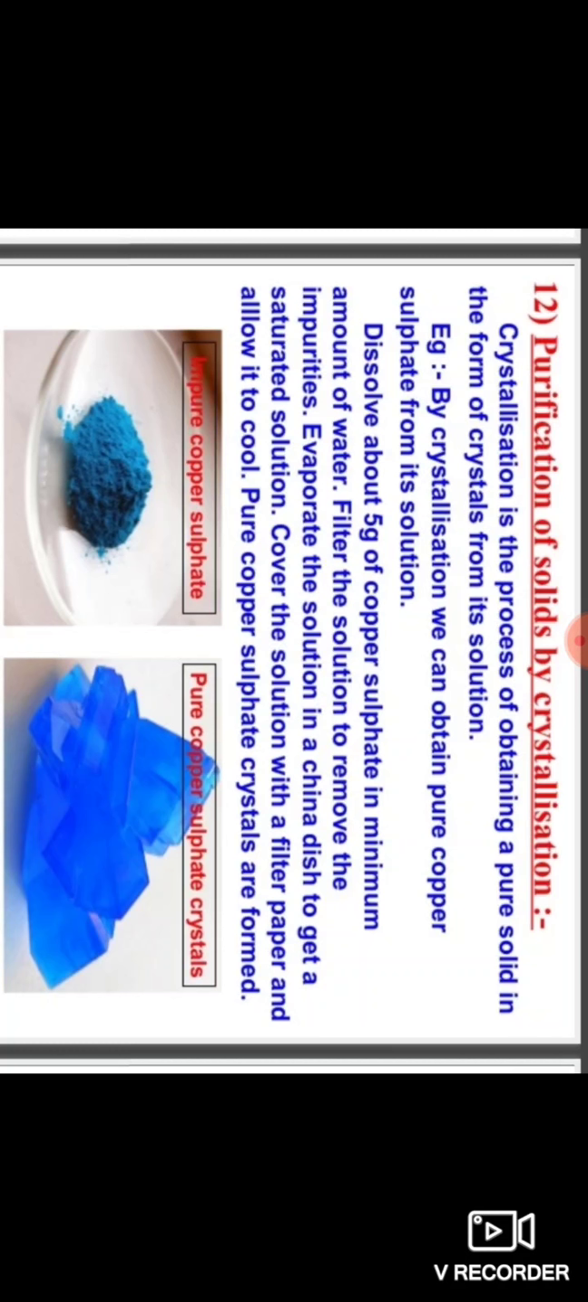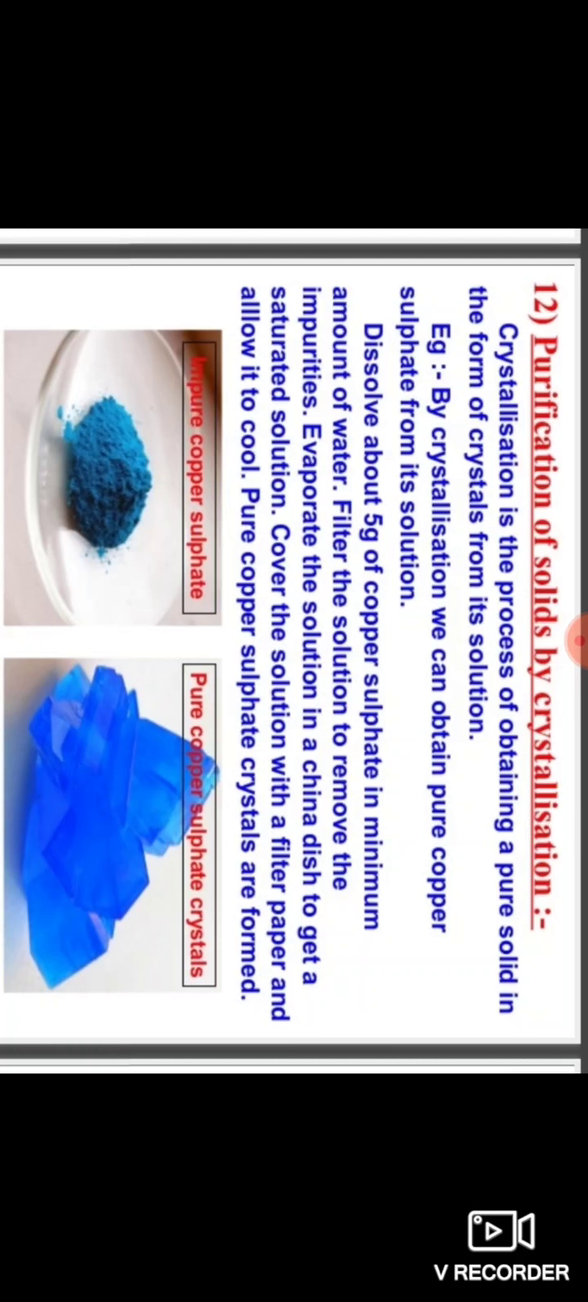Observe the figure. Here are the pure copper sulfate crystals and impure copper sulfate. Crystallization is the process of obtaining a pure solid in the form of crystals from its solution. For example, by crystallization we can obtain pure copper sulfate from its solution. So let us learn through the experiment.